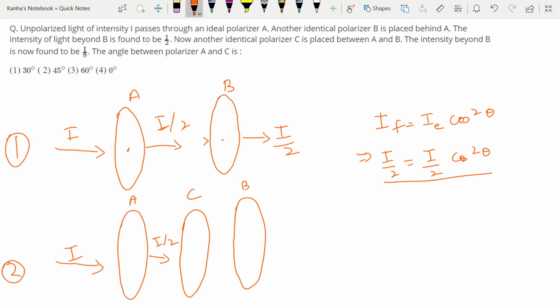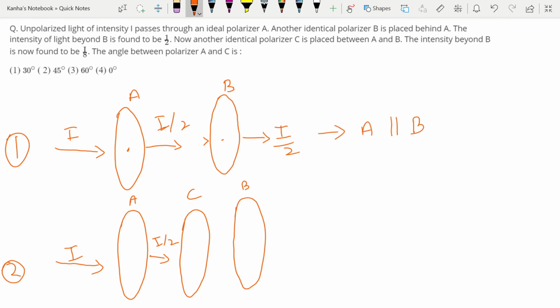This equation tells me that cos square theta is equal to 1, or cos theta is equal to 1, or theta is equal to 0 degrees. So the angle between these is 0, and A and B are parallel. This is the first conclusion that you draw. A is parallel to B, which means that their polarizing axes are parallel. Next we look at the other case.